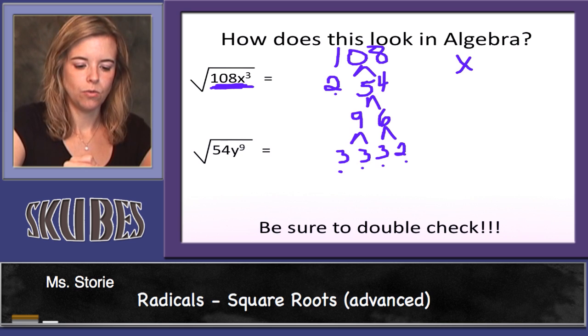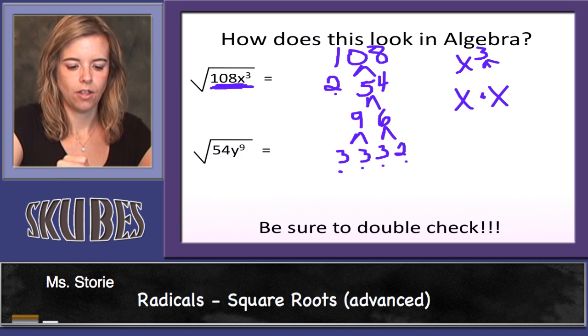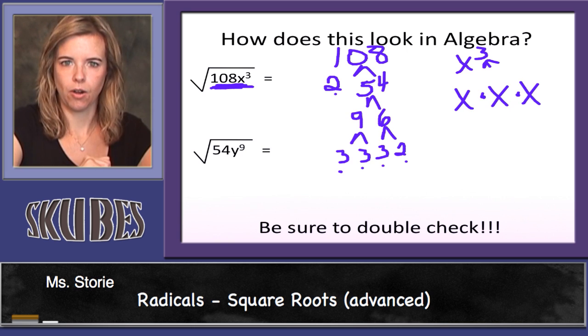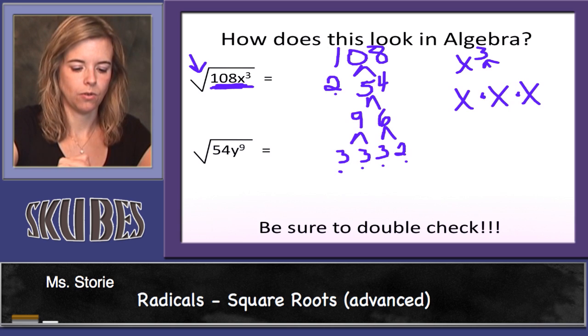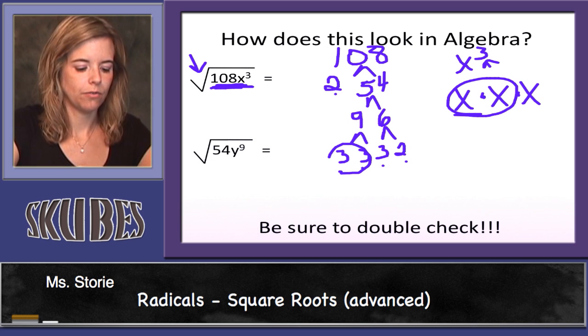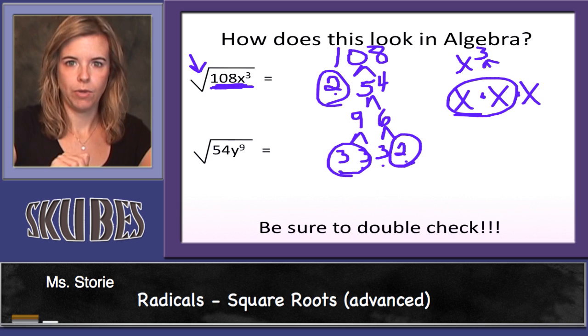Now, I have x cubed, which means that exponent tells you how many times in a row you're going to write the variable. I have 3 x's, so I'm going to write them 3 times in a row. And I'm looking for an index of 2. It's not written, so it's assumed to be 2. I have a pair of x's. Then I have a pair of 3's. And I also have a pair of 2's. So I got quite a few pairs coming out.